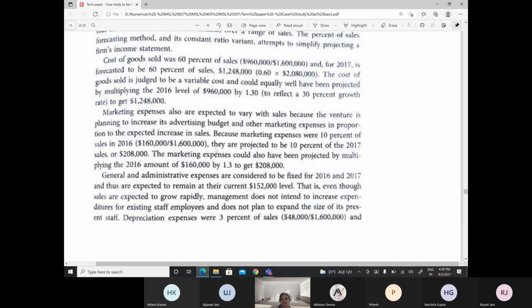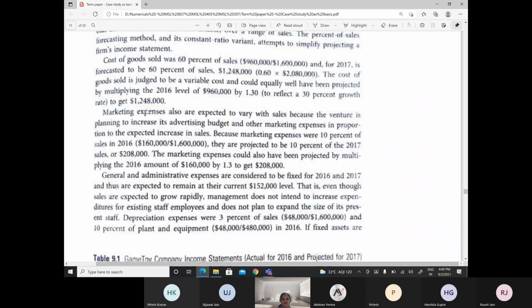COGS was 60% of sales in 2016, and for 2017 is forecasted to be 60% of sales only. That is, 60% of 2.08 million will be 1.248 million. The cost of goods sold is just a variable cost and could equally well have been projected by multiplying the 2016 level of $960,000 by 1.3 to reflect a 30% growth, and you would have got the same result. So you can work either way. Either you can take total sales and a percentage of that, or you can look at base COGS and multiply it by the growth rate.